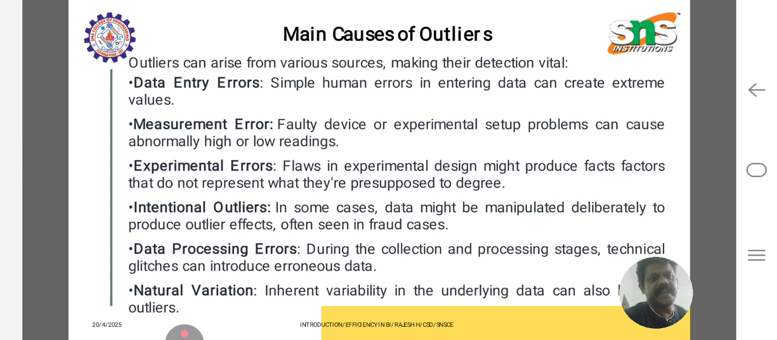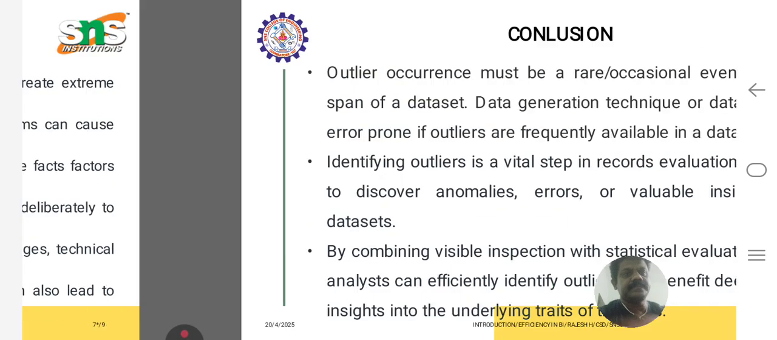Intentional outliers. In some cases, data might be manipulated deliberately to produce outlier effects, often seen in fraud cases. Data processing errors during the collection and processing stages. Technical glitches can introduce erroneous data. Natural variation. Inherent variability in the underlying data can also lead to outliers.